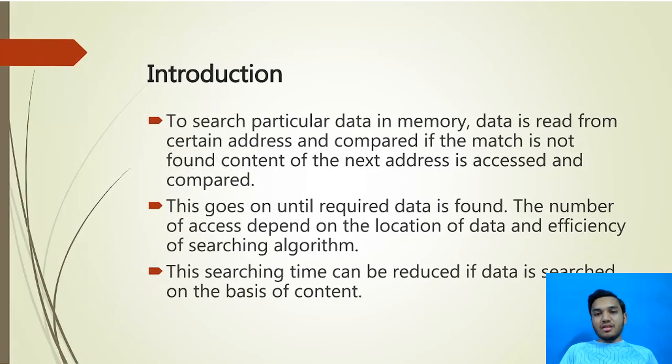What is associative memory? To search a particular data in memory, data is read from a certain address and compared. If a match is not found, the content of the next address is accessed and compared. This goes on until the required data is found. The number of accesses depends on the location of the data and the efficiency of the searching algorithm. This searching time can be reduced if data is searched on the basis of the content.